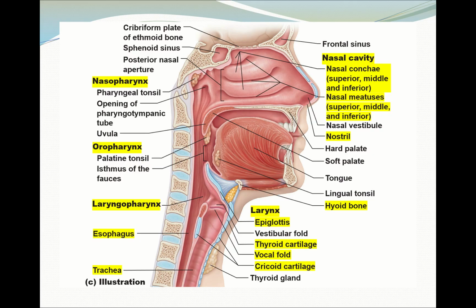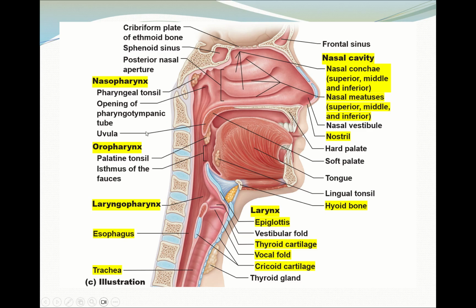This illustration shows the nasal cavity, and you can see the nasal concha, the superior, middle, and inferior nasal concha. We see also the nostrils, and remember, these are paired. There's a right nostril and cavity and a left nostril and cavity. We see the nasopharynx, in which we'll have the pharyngeal tonsil, the opening of the pharyngotympanic, or what we know of as the eustachian tube, and the uvula.